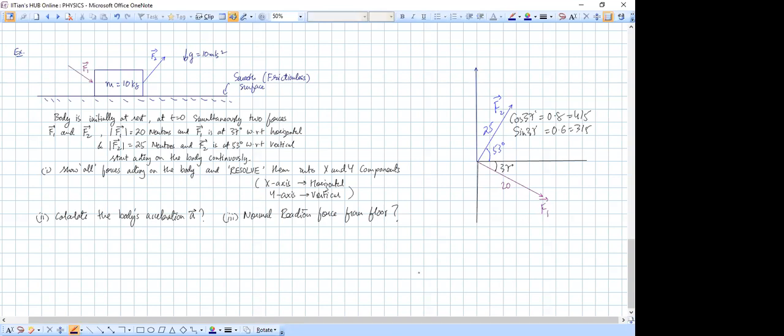Normal reaction, you're saying? No, normal reaction will be different from the weight, beta, because the vertical forces have to be balanced. Yeah, Adinath is correct now.